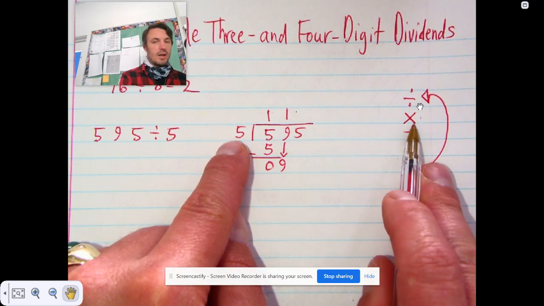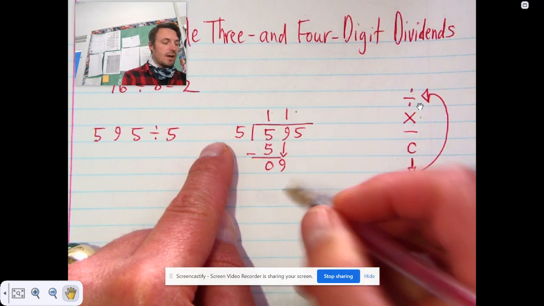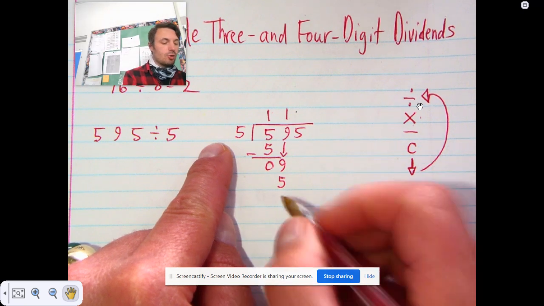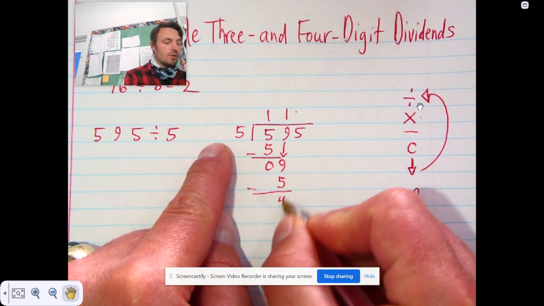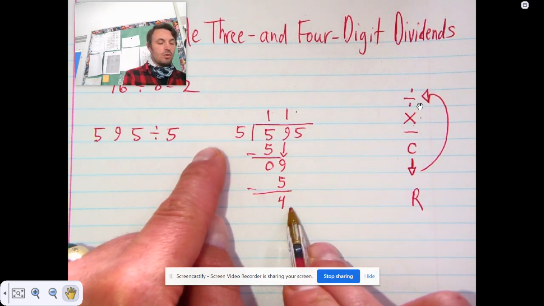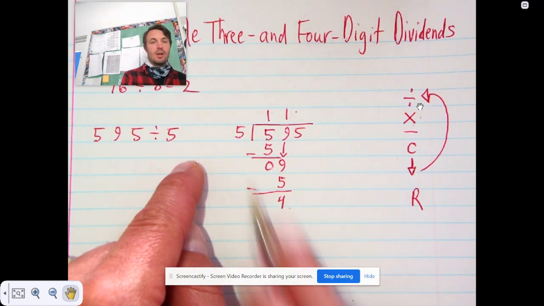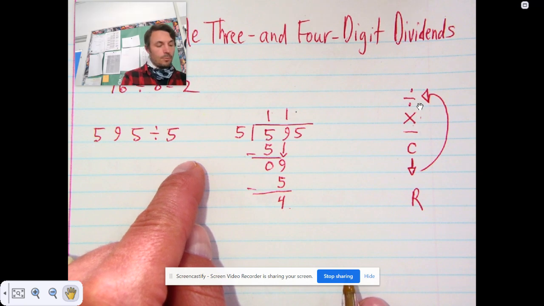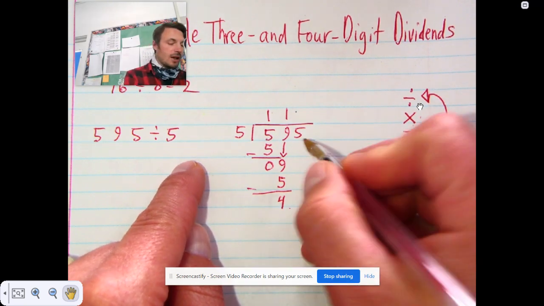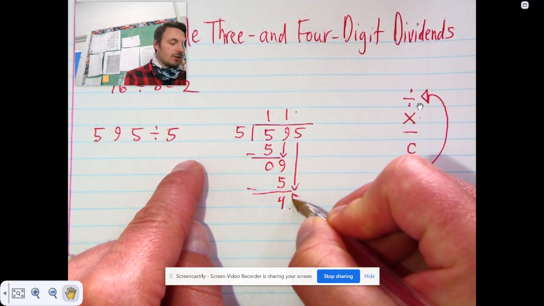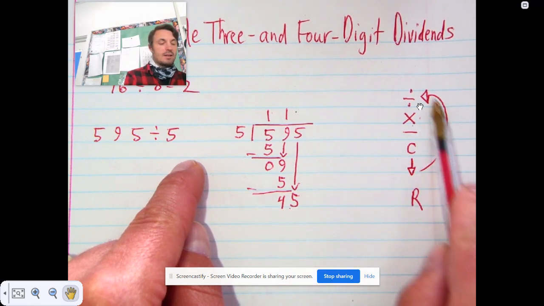We just divided, so now we multiply. 1 times 5 is 5. Now we subtract. 9 minus 5 is 4. Now we compare. Is 4 smaller than 5? We're always making sure this number is smaller than this number. Yes, it is. So we're in good shape. Now we bring down the 5 next to the 4. Now we go back to divide.